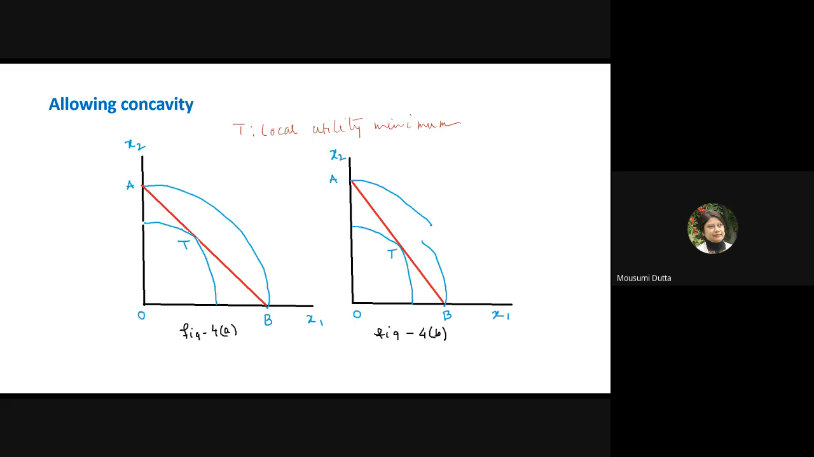Let's consider a preference pattern of the consumer where the consumer likes ice cream and sweets, but she does not like to have them together.